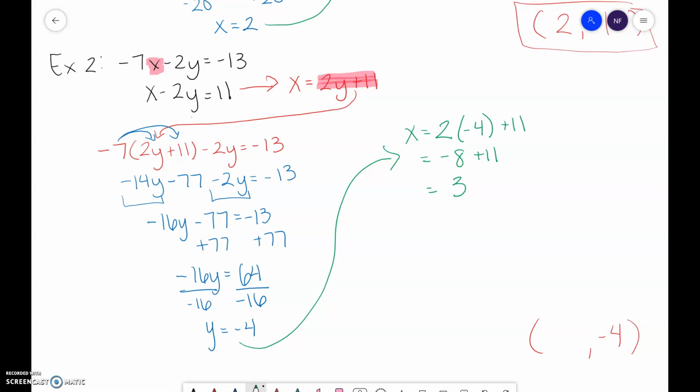Again, we could have plugged it into any of these. So I could have plugged it into this one as well. So we could have done x minus 2 times our y, which is negative 4, equals 11, since we're doing this one here. So we would get x plus 8 equals 11. And then we would subtract 8. And we would still get x equals 3. So either way would have worked.